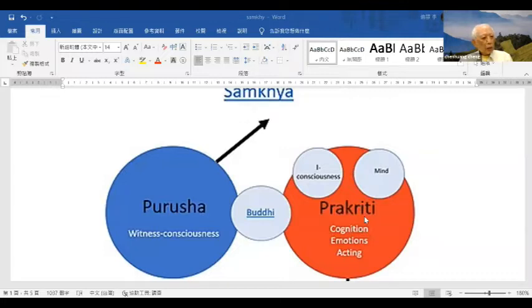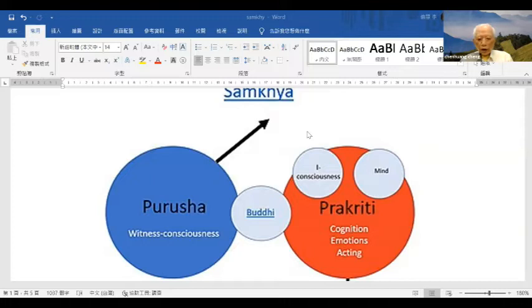Prakriti is sometimes translated as self-nature. Of course, the definition of self-nature in Samkhya philosophy is different from that of Buddhism. Here, Prakriti is always regarded as the material principle. So we always interpret Purusha as the spiritual principle, and Prakriti as the material principle. But it is a little bit confusing here, and a little bit of a misunderstanding of Prakriti.